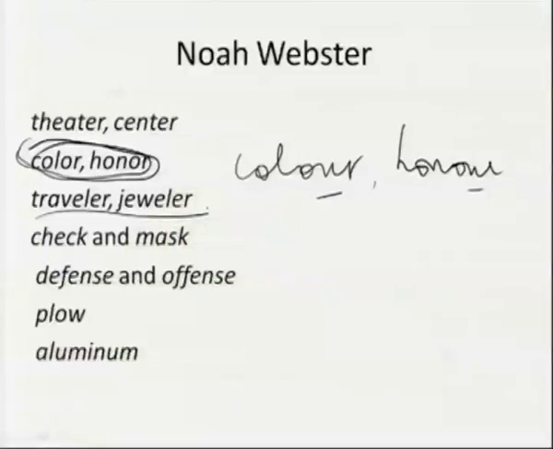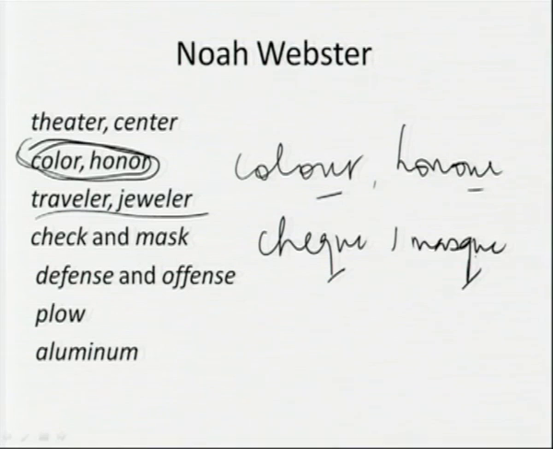So, also, as we look at this slide here, please, in Noah Webster's attempt, the new spellings were theater, center, color, honor, traveler, jeweler, check. For check, as you know, in British English we use the word cheque here. Mask, M-A-S-Q-U-E, mask. Check and mask, defense and offense, we use a C here.